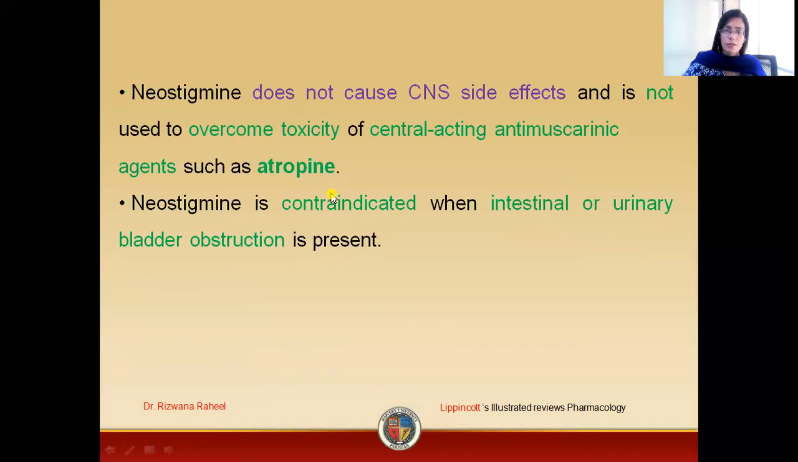So, as we have discussed, neostigmine is a quaternary amine structure. So, it doesn't cross the blood-brain barrier. It cannot enter the CNS and is thus not useful to overcome the toxicity of centrally acting antimuscarinic agents like atropine. The drug is contraindicated in intestinal and urinary bladder obstruction.